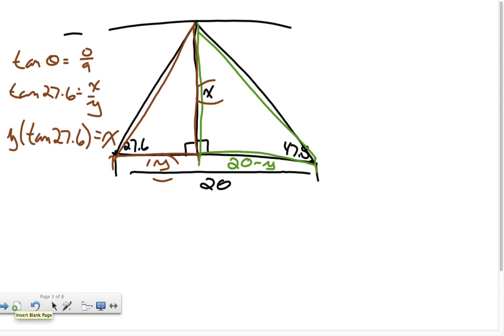How about the green triangle? What sort of relationship can we see there? The x is still unknown, but we know another side, which we'll call 20 minus y. So we have tan of 47.8 equals x over 20 minus y.